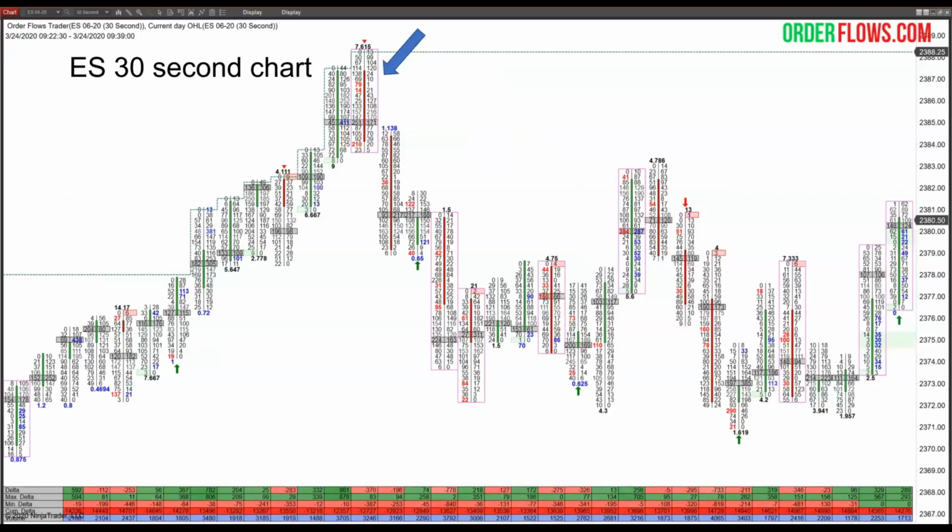Now, this is a 30-second chart again. Clear high, multiple imbalances, 1, 2, 3. A nice sell-off from the 80s down into the 70s over the next several bars.